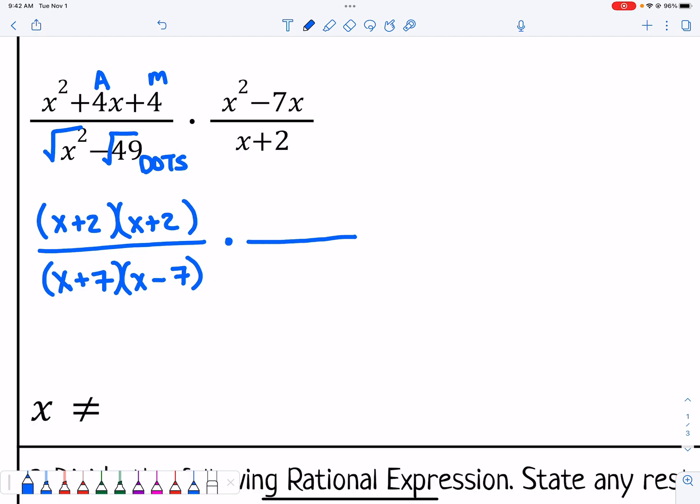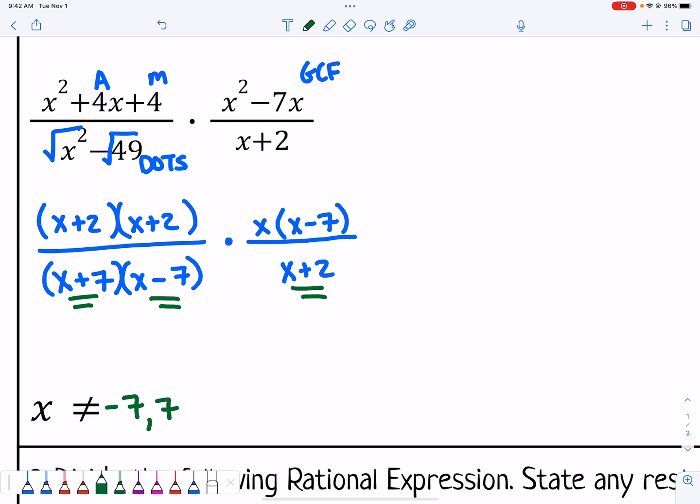In the next fraction's numerator, I see I have a greatest common factor of x. So I can take out x, and I would have x minus 7 left over. And then in the denominator, I would just have x plus 2 that stays like it is. So let's go ahead and state what the restricted values would be. I see that x cannot be negative 7. It cannot be positive 7, and it cannot equal negative 2, because those are the values that would make those denominators equal to 0, so they are restricted.